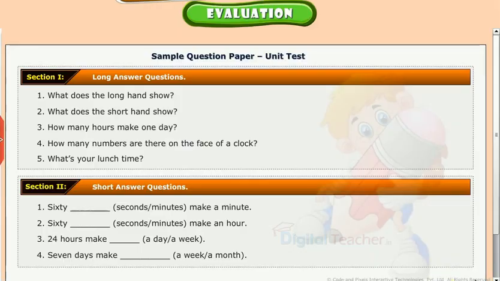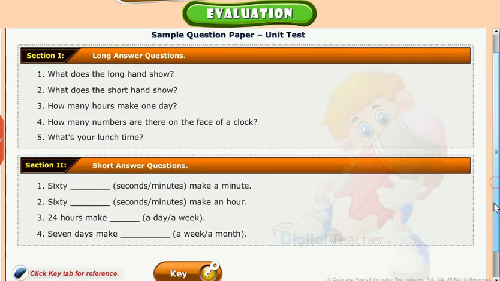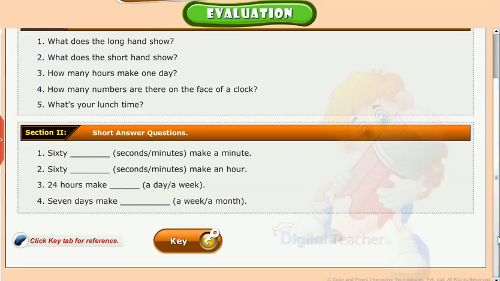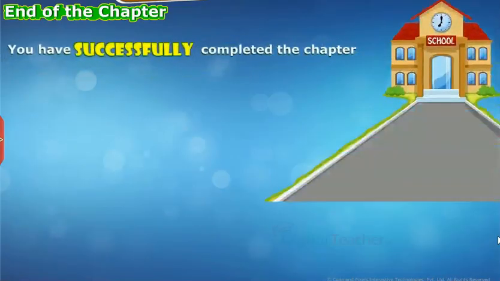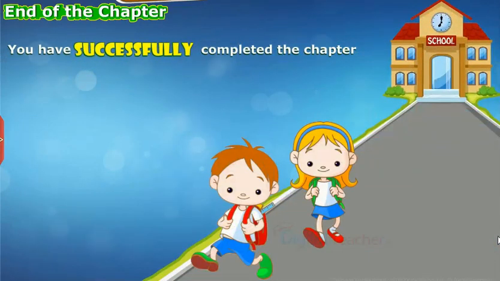Test your understanding of the lesson by taking the mock unit test. You have successfully completed the chapter. Time.